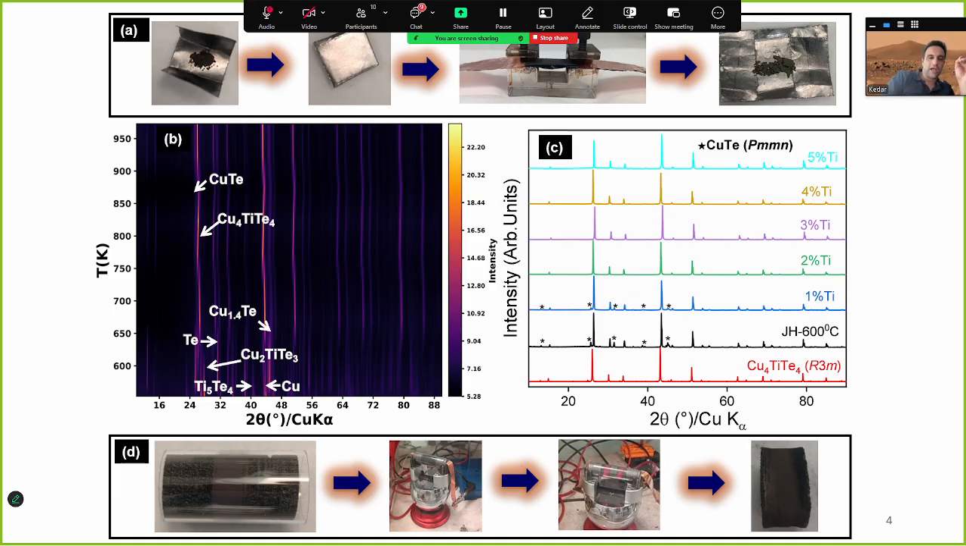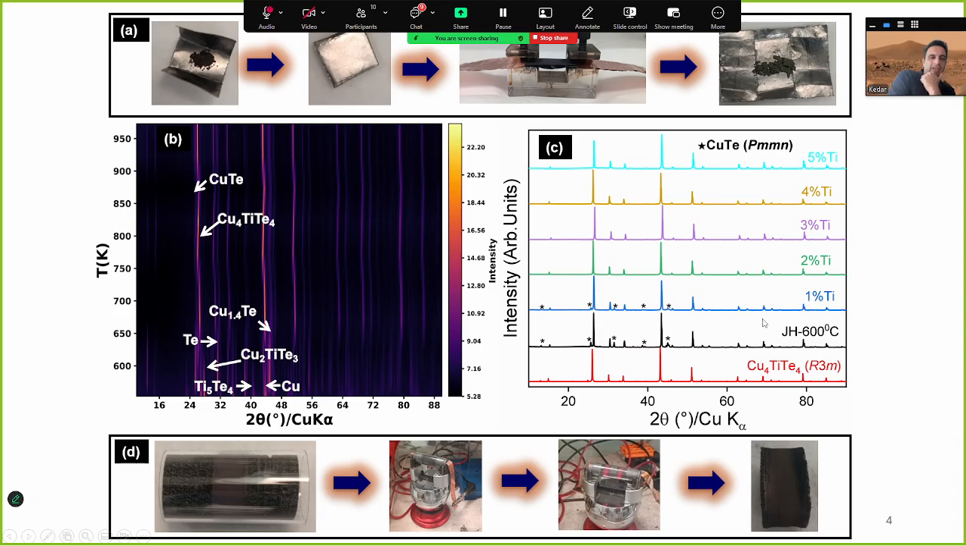So you need to show at least the difference. This picture here, is it for excess titanium or without? B is for how the phases evolve, as I quench at different temperatures. But where is the extra titanium added? Is this with extra titanium? No, this is without extra titanium. Do you have anything with extra titanium added? Yes, there is figure C.